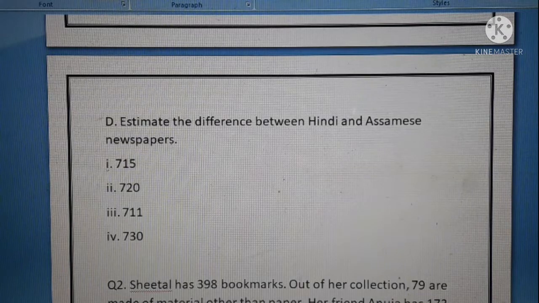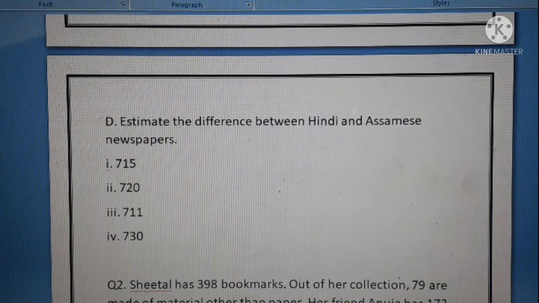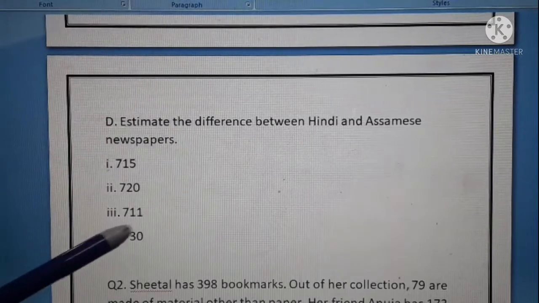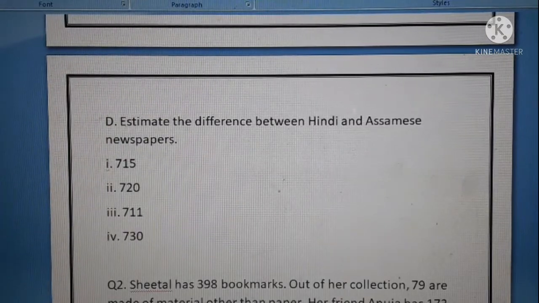The next question is, children, estimate the difference between Hindi and Assamese newspapers. The word difference is here, so you have to find the difference by subtracting the Hindi newspapers and the Assamese newspapers. Okay, bigger number minus smaller number, whatever answer you get, that is the difference. So you have to choose the correct option. Hope it is clear to everyone.